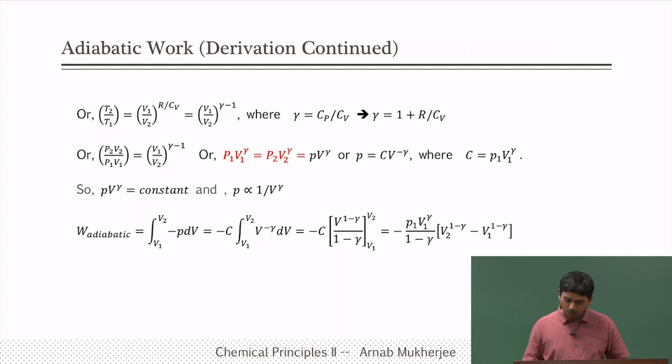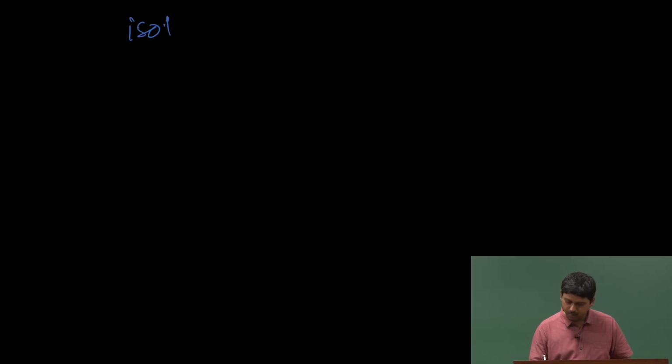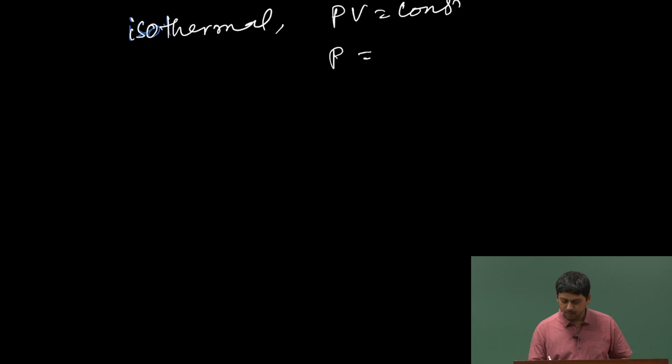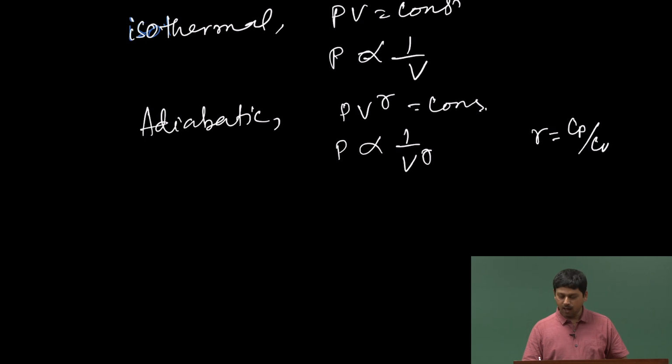Now obviously, when you compare isothermal and adiabatic work, for an isothermal case, P V equal to constant, and therefore P goes as 1 by V. For adiabatic processes, P V to the power gamma is constant. So, therefore, P goes as 1 by V to the power gamma, and gamma is C p by C v, which for an ideal gas will be more than 1, a positive quantity.